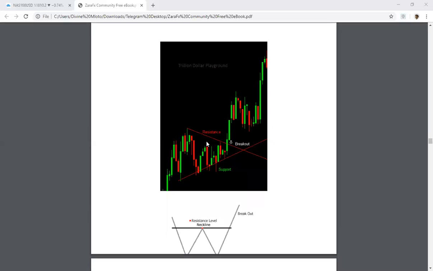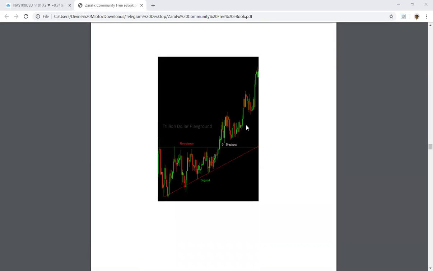And then we have things like triangles. Triangles are basically where price is getting compressed. It's making lower highs and it's also making higher lows at the same time. So price gets compressed to a certain point where it decides to break out either to the top or to the bottom. For example, here's an example: making lower highs and making higher lows, and it breaks out, and yeah.